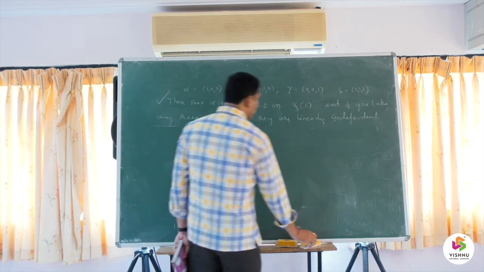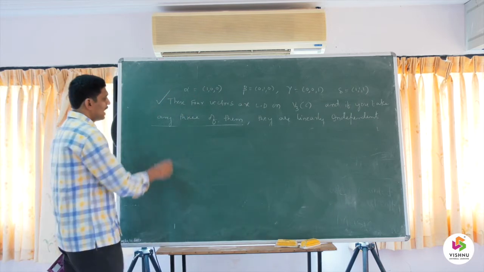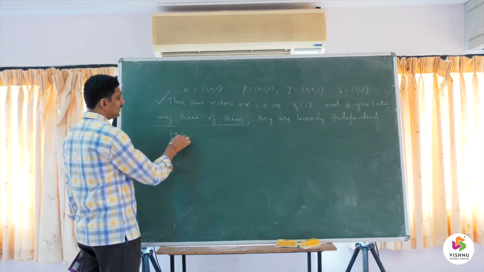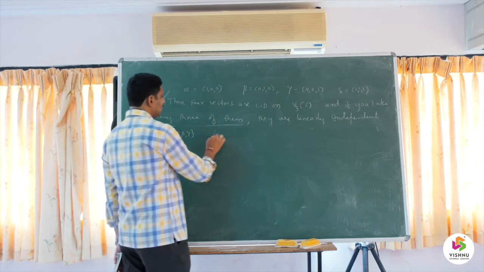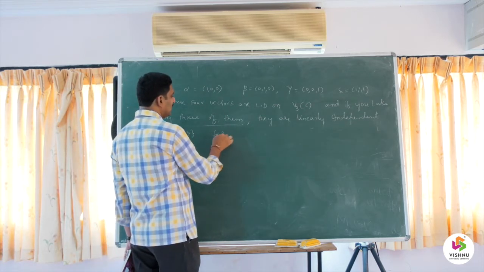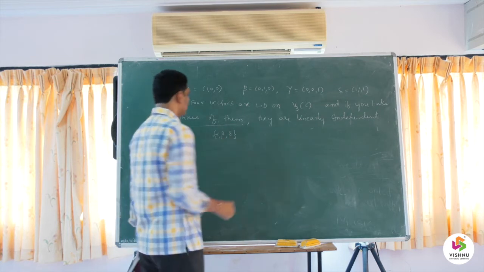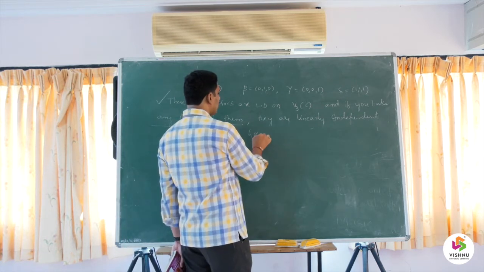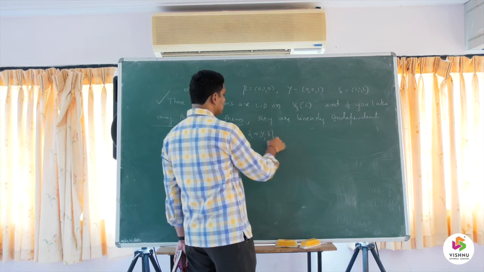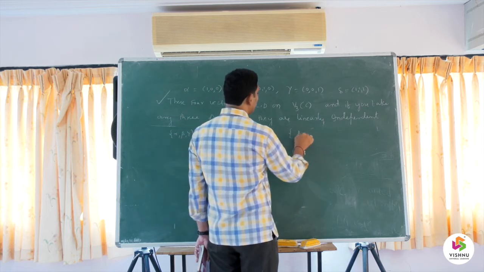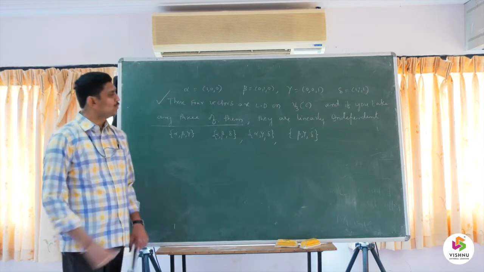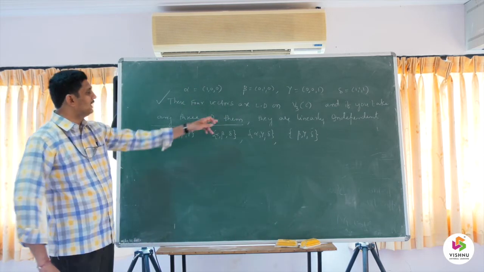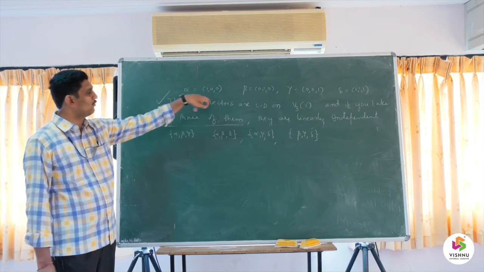So what are the possible choices here? I can take alpha, beta, gamma as one choice. I can take alpha, beta, delta as one choice. I can take alpha, gamma, delta as one choice, and I can take beta, gamma, delta as one choice. So total 4 possibilities are there for selecting any 3 vectors from the total 4 vectors.